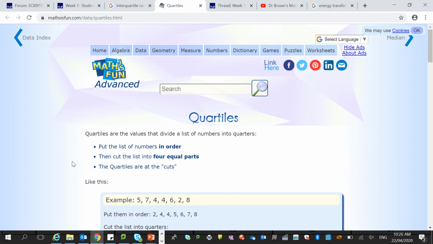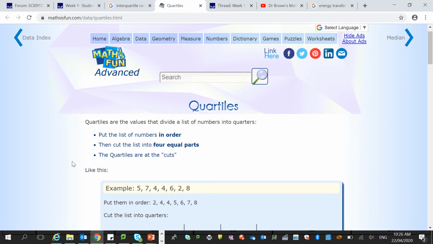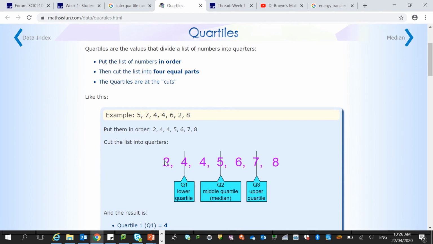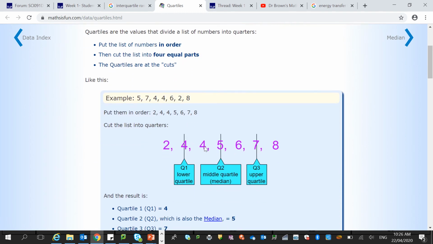So essentially what you're doing is you're finding the median of your whole data, which in the case of this data, 2, 4, 4, 5, 6, 7, 8, the median is 5. So that's your median. Then what you need to do, you have 2, 4, 4, and half of 5. You then find the median of this half of the data, which is 4. So therefore, you have your first quartile being 4.